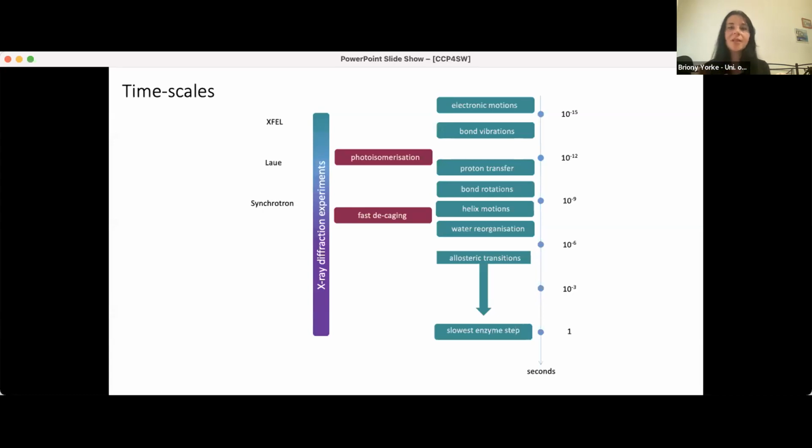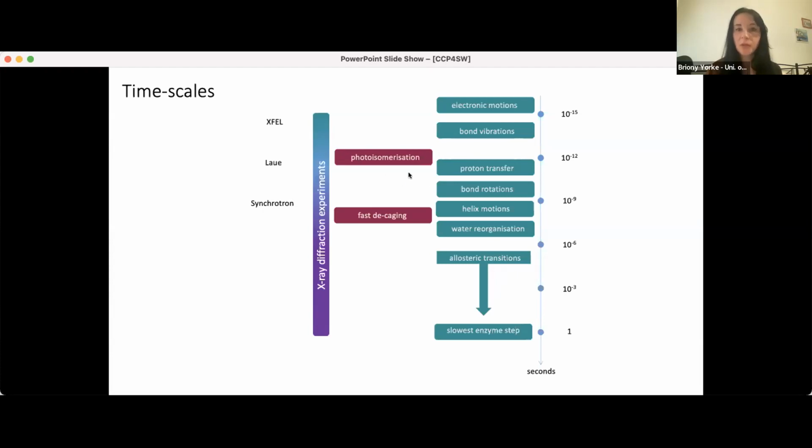First of all, I'd just like to have a little look at the different timescales that we're interested in, and how we can actually achieve those timescales and do these pump-probe experiments. The very, very fastest things that we're interested in with proteins occur on femtosecond time resolutions. So electronic motions and bond vibrations are the very fastest things that we would perhaps be interested in seeing in time-resolved crystallography, and those occur on the femtosecond timescale.